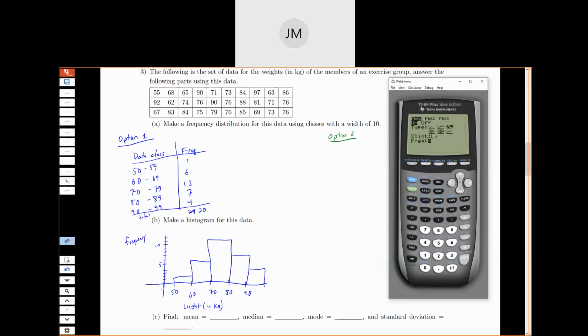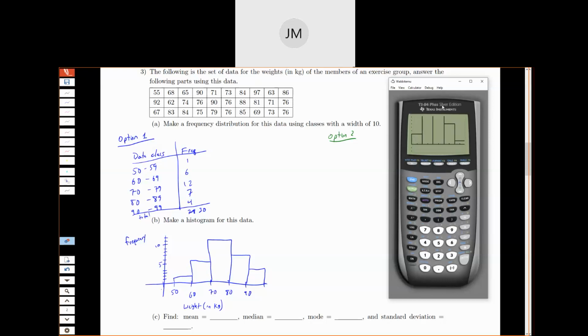All right, so now I'm going to hit graph. I don't see anything. I hit zoom and go to number 9, zoom stat, and that'll give me my histogram. It looks a little different than this one. This isn't going to have classes of width 10. So I'm going to change my window setting here. It says your lowest data value is 55, so we'll just start at 55. I want my class width to be 10, so that's what the X scale is. It says, okay, we can do that.